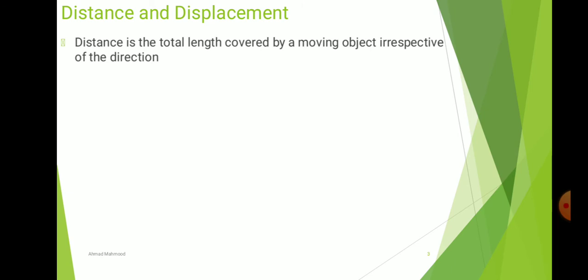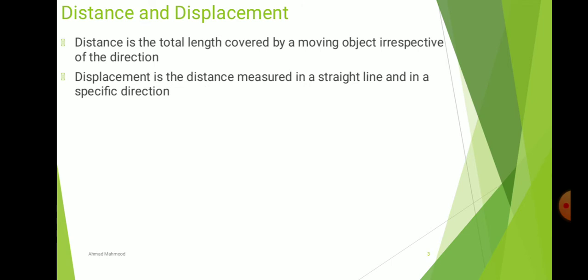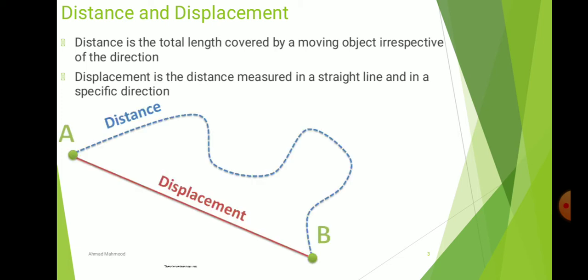Distance is the total length covered by a moving object irrespective of the direction. Displacement is the distance measured in a straight line and in a specific direction. You will have a better understanding on seeing the picture. Now read the definitions again. The distance, which is the blue line, is the total length covered by the moving object, irrespective of the direction. And the displacement, which is the red line, is the distance measured in a straight line and in a specified direction, that is from A towards B in a straight line.